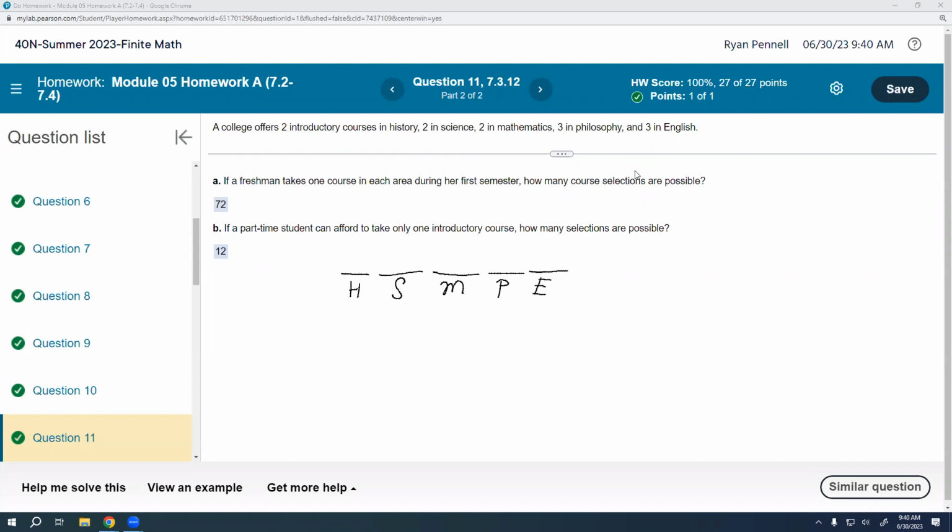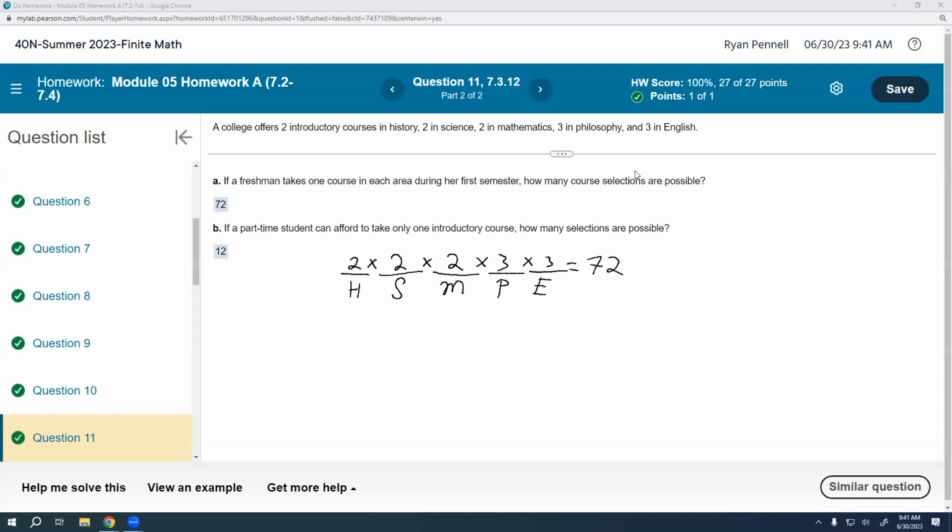How many do we have to choose from? For history, we have 2 choices. Science, 2 choices. Mathematics, 2 choices. Philosophy, 3 choices. And English, 3 choices. We're going to take one of each, so I'm going to multiply these numbers. 3 and 3 make 9, 18. Yeah, that's 72. That's 72 different ways you could do this, 72 possible outcomes.